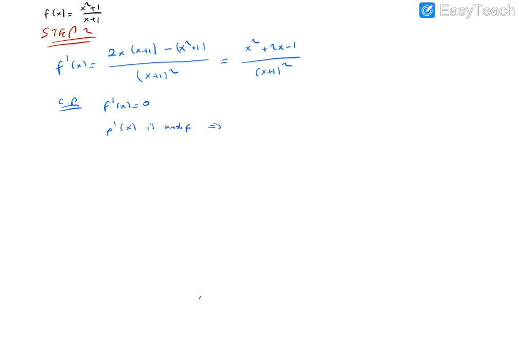So this implies when x equals minus 1, it's undefined. So for x equals minus 1, f prime is undefined. Okay, but x equals minus 1 is not in the domain of the f. So this is not a critical point, but a partition point. So this implies x equals minus 1 is a partition point.